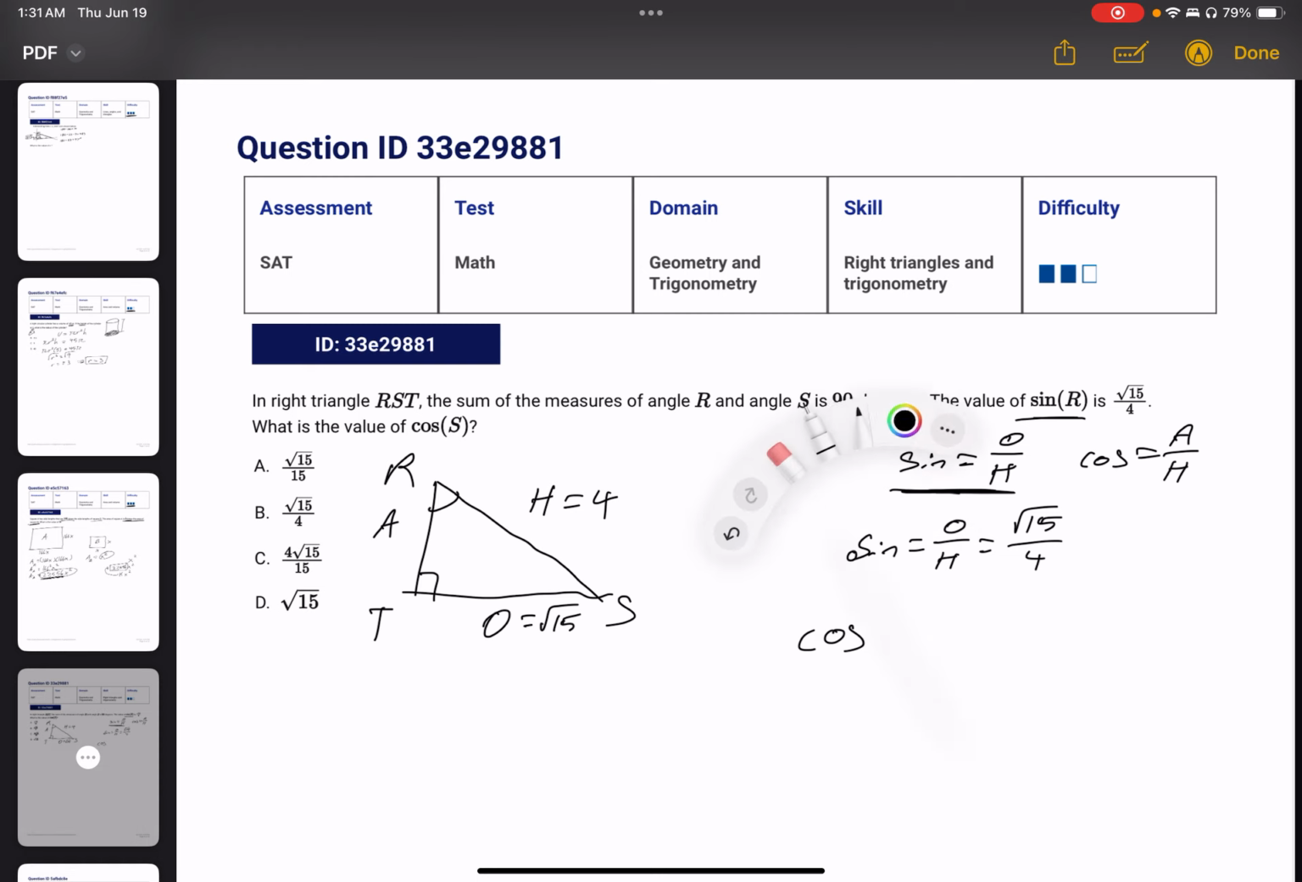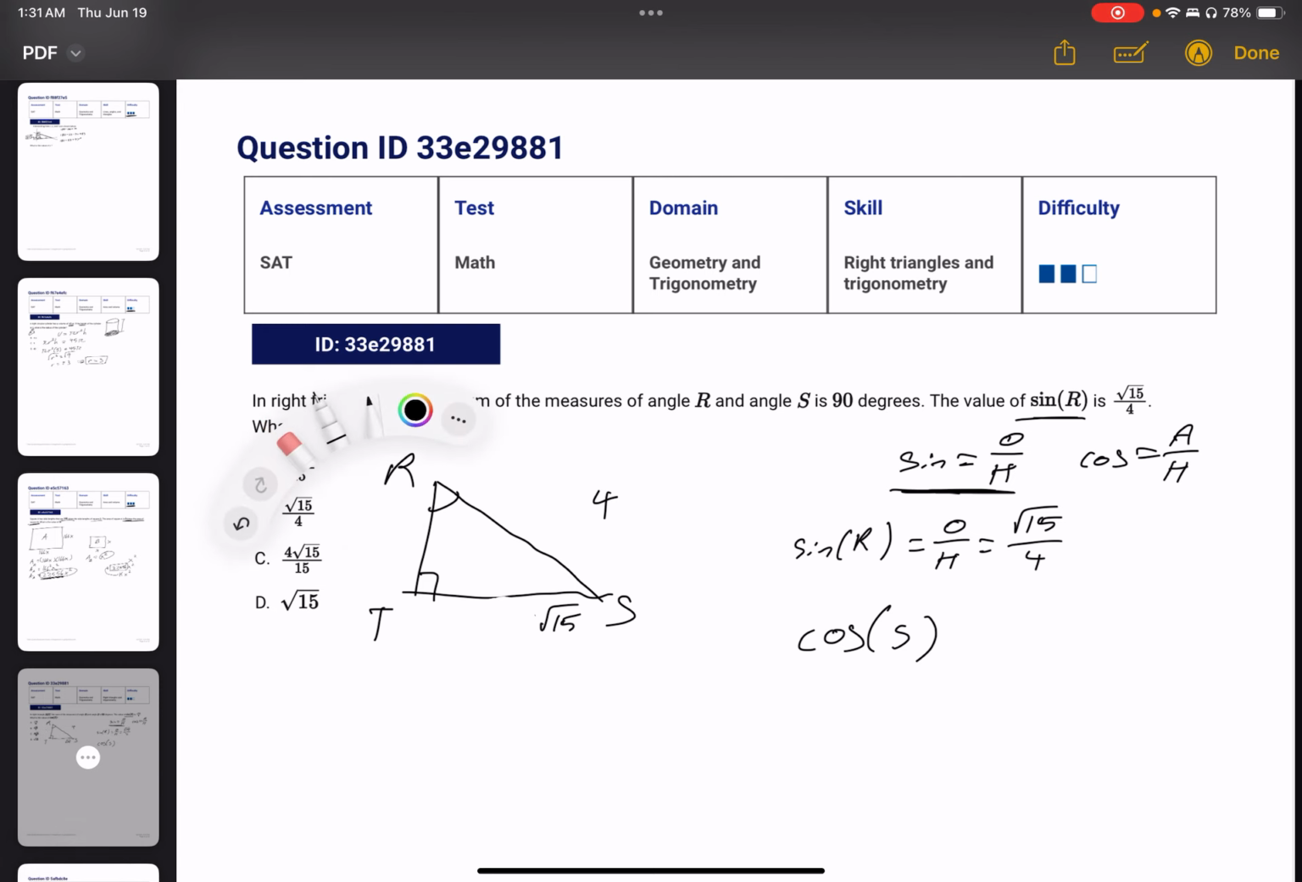Sorry, let me distinguish this quickly. It's sine of R. Now we're going to take cosine of S. So I'm going to erase the O's and the H's because they are going to change for angle S. So looking at angle S now, this is the adjacent side, this is the opposite side, and that's the hypotenuse side. So these values stay the same, as I said before, but now we're looking for the cosine angle.